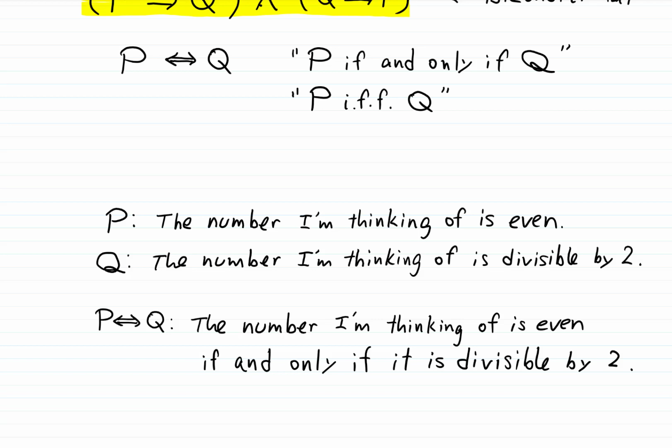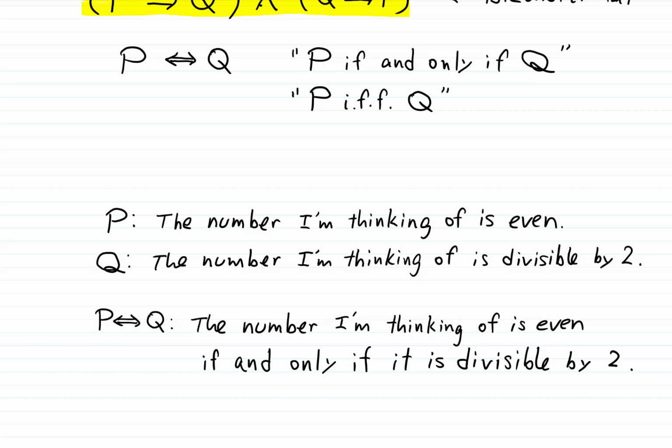Even if I'm thinking of the number 3, in which case P would be false, the statement P if and only if Q would still be a true statement. You would say 3 is even if and only if it's divisible by 2. That's a true statement, even though 3 is not even, and 3 is also not divisible by 2. But the statement is still true.